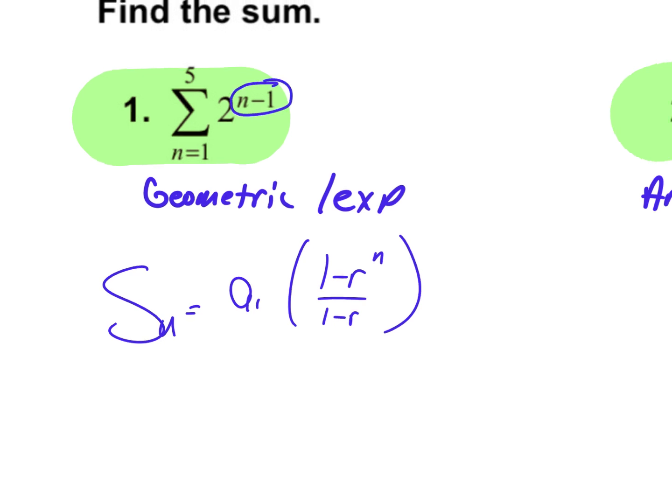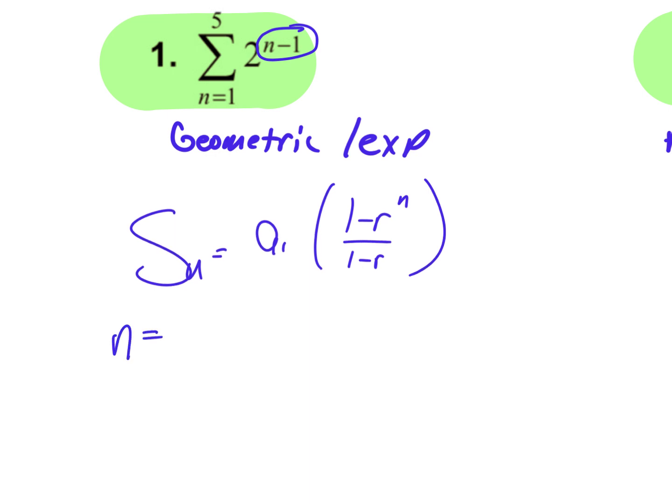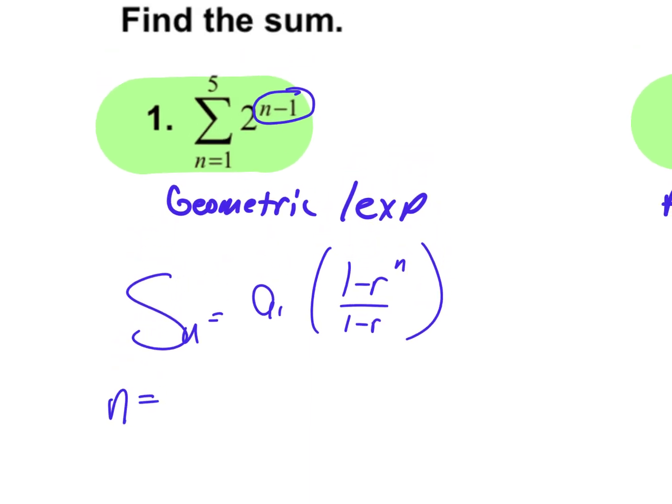So I need to find all of the things. I need to find the number of terms. Well, it's top minus bottom. What's the top number you see? 5 minus the bottom one, which is 1, plus 1. So 5 minus 1 plus 1, there's 5 terms. That's what I'm plugging in for n.